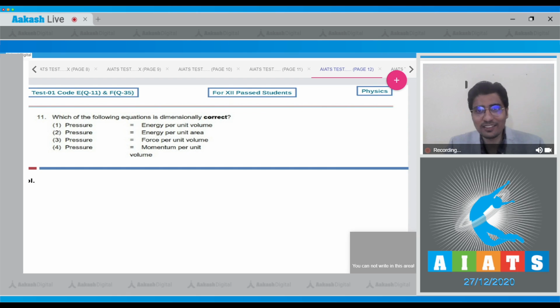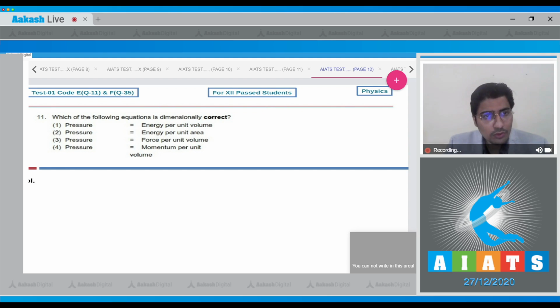Question number 11. In this question we have to find out which of the quantities or the equations are dimensionally correct. The quantities or the equations are dimensionally correct when the left hand side and the right hand side have the same dimensions. Now let us proceed and solve this question.